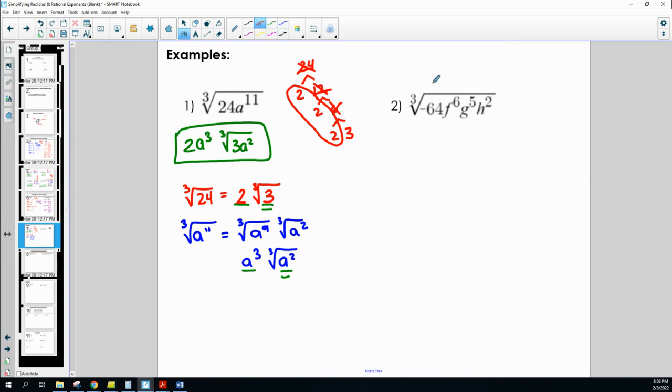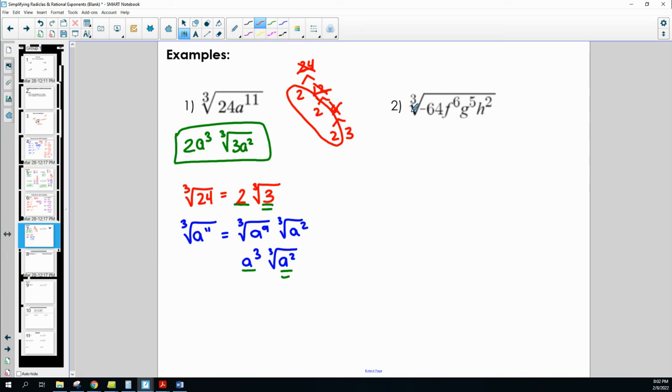Okay, now on this one here, we see that there's a negative under the radical. Now this is okay because the index is odd. So that means that you can have three of the same number and get a negative value when you multiply them, right? If you have three positives, you'll get a positive. If you have three negatives, you'll get a negative. When we have an even index, like a square root, if you have two positives, you get a positive. If you get two negatives, you get a positive. So there's no way to get a negative under the radical if the index is even.